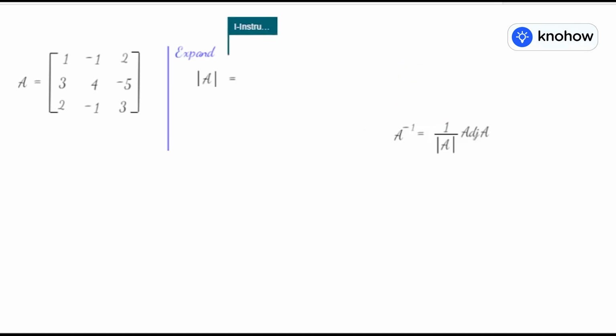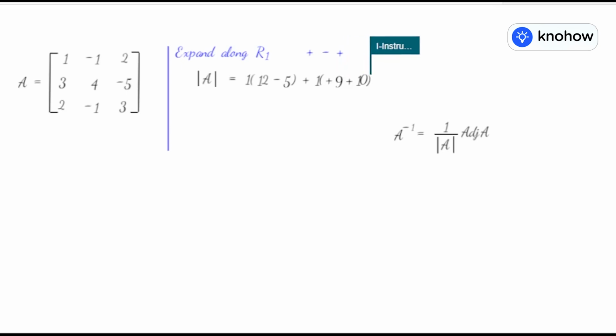expand along R1. So you get 1 times, delete the row and column through 1. You know the sign convention, plus, minus, plus. So it will be plus 1 times, delete the row and column, and you get 12 minus 5. Then minus, but it is already minus, so minus, minus, plus 1 times, delete the row and column through minus 1. You get 3, 3, 9, and minus, minus, plus 10. And then plus 2 times, delete the row and column through 2. You get minus 3, minus 8.